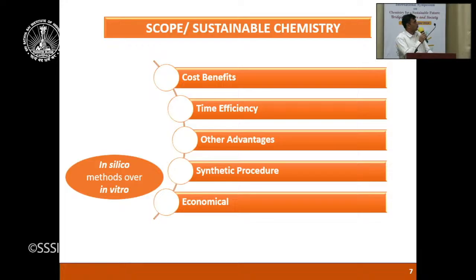The last 2 points, that is synthetic procedure and economical, are for in silico methods over in vitro, as many drugs have established synthesis procedures and hence manufacture can be done easily. Existing drugs are economical to use as they are already in circulation.